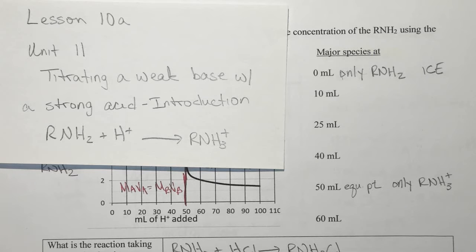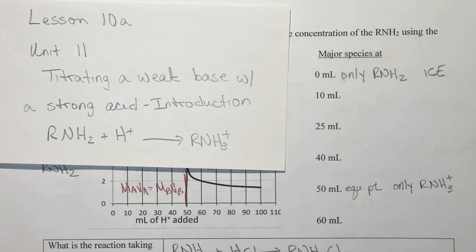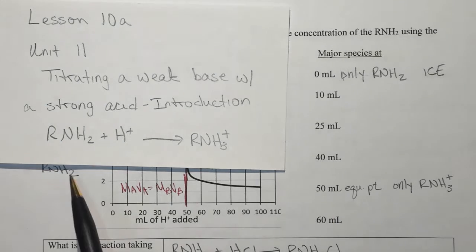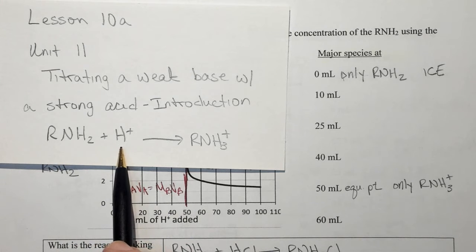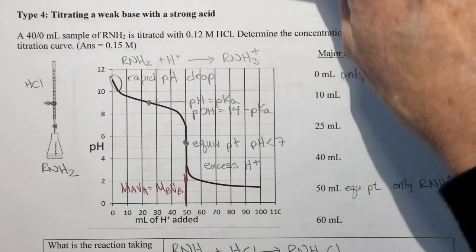This is Lesson 10A, Unit 11. We're going to look at titrating a weak base with a strong acid. This is an introduction with looking at the curve. So we're titrating an amine with a strong acid to make an ammonium salt.